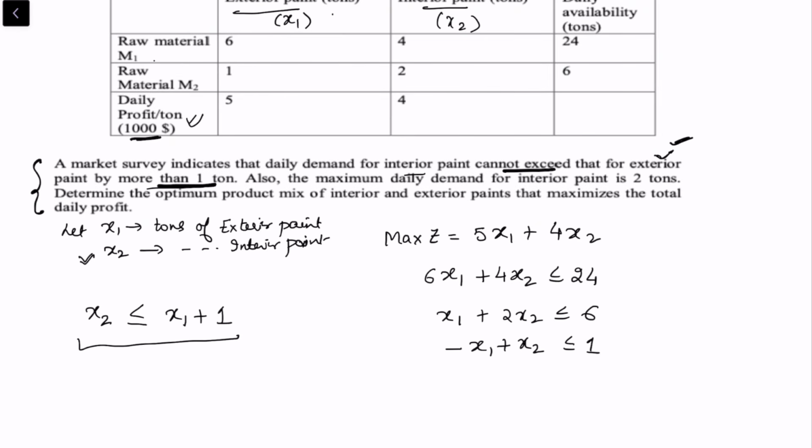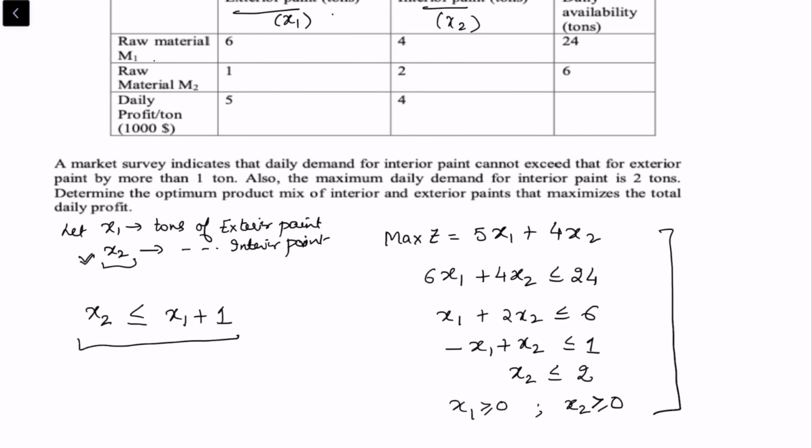It also says that the maximum daily demand for interior paint is 2 tons. Interior paint is x2, so we will write x2 is less than or equal to 2. These are the conditions that we have translated into constraints. So we have the decision variables x1 greater than or equal to 0 and x2 greater than or equal to 0. So this gives the formulation for the given LPP.